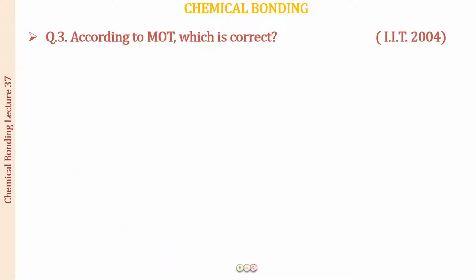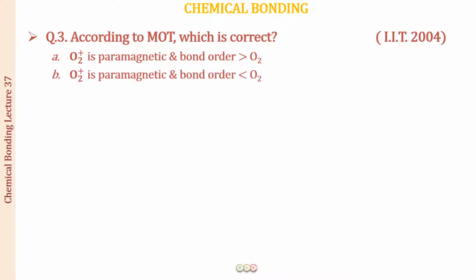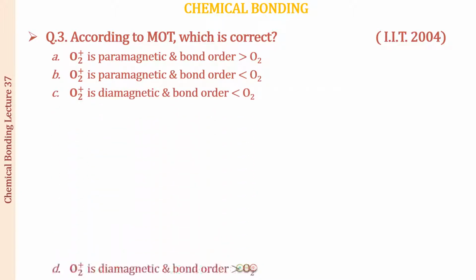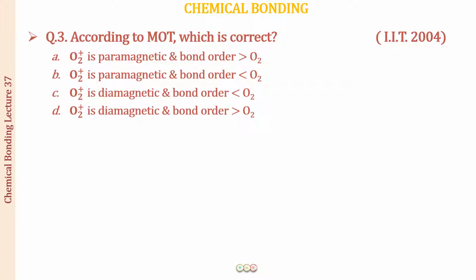Next, let us see another question, which was asked on the IIT entrance exam in the year 2004. According to MOT, O2 positive is paramagnetic and bond order should be greater than O2. Or, O2 positive is paramagnetic and bond order less than O2. Or, O2 positive is diamagnetic and bond order is less than O2, or O2 positive is diamagnetic and the bond order is greater than O2. So what do we have to do? We have to find out the number of electrons.